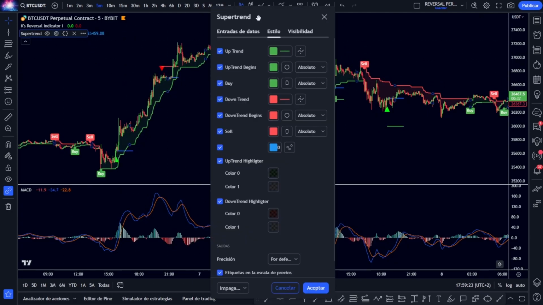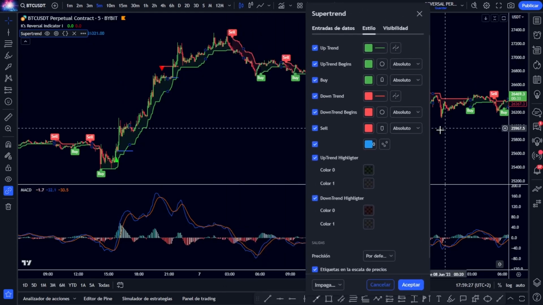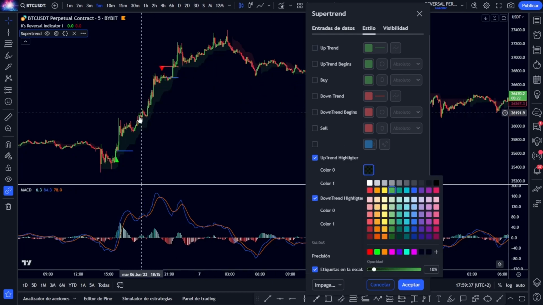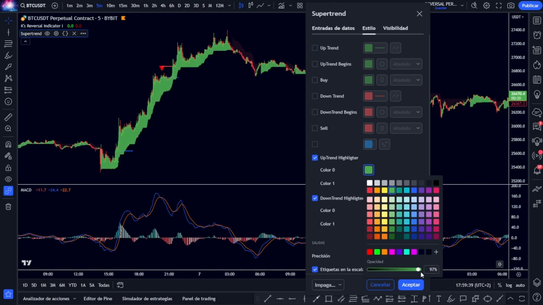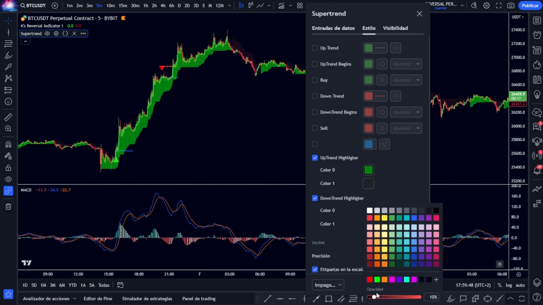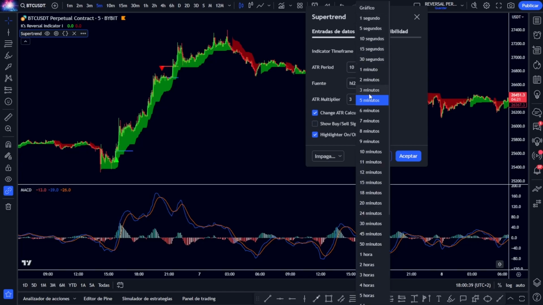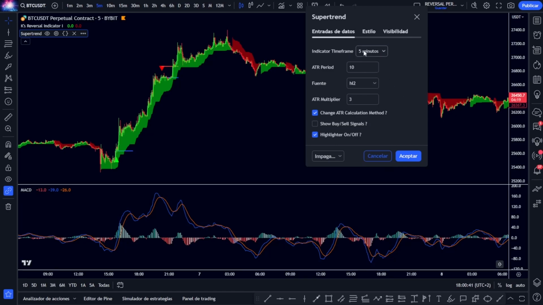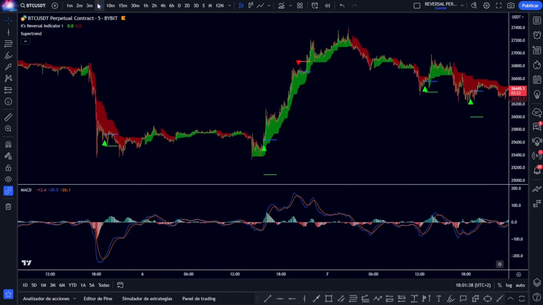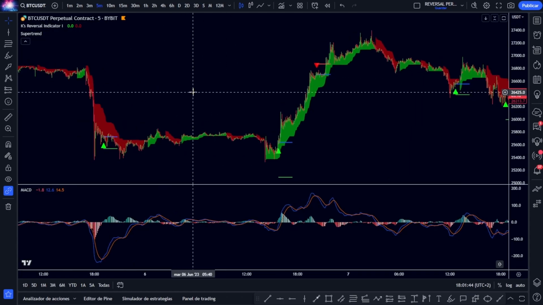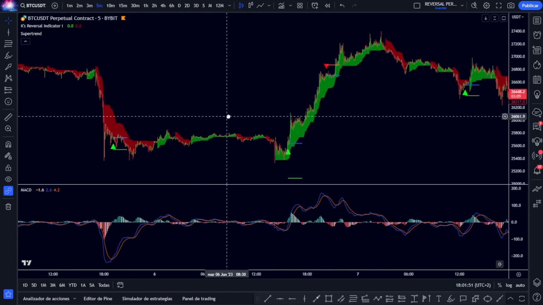In this case, we would go to configuration. In the style part, we are going to remove practically everything that bothers us, and we will only leave those green and red waves that we will mark with a little more intensity, leaving us something like this. In the data entry part, we will remove the show buy and sell signals. We do not need it, and the time frame indicator, we will remove it from the chart and we will put it directly in 5 minutes. Yes, I know that we are already in 5 minutes temporality, but placing it also in the Supertrend makes it clearer that we will only use it in 5 minutes.